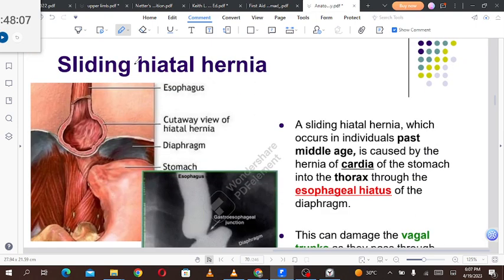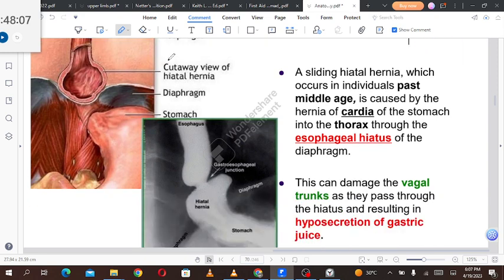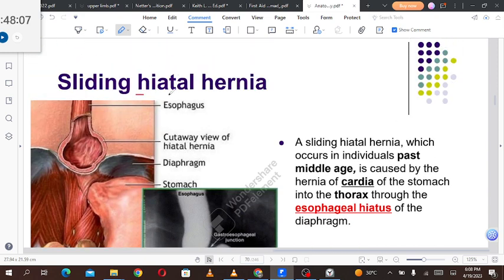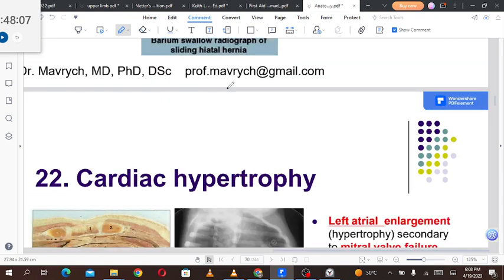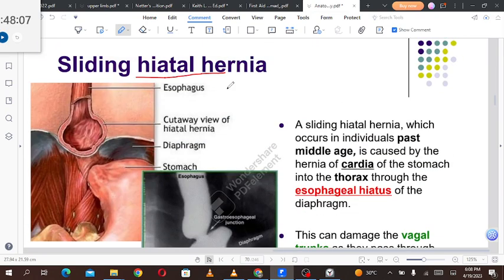Then what is the point of sliding hernia? So hiatal hernia is of two main types. One is the sliding hernia and the other is paraesophageal. I guess they have not written about that, so we'll talk about it later.